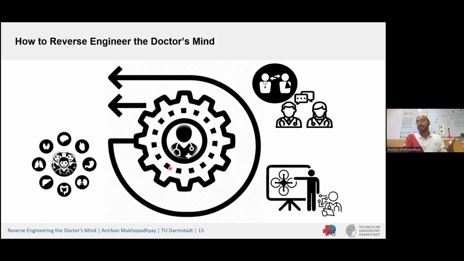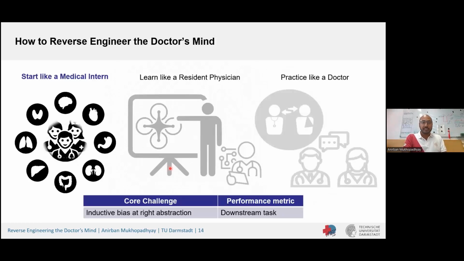So how are we going to go about it? Let's break the rest of the talk down into these 3 distinct parts. So let's talk about starting like a medical intern.